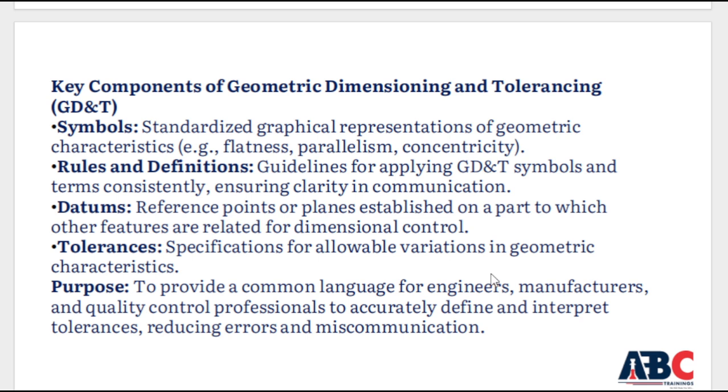First point is symbol. Symbol: standardized graphical representation of geometric characteristics, for example, flatness, parallelism, concentricity. The second point is rules and definitions. Rules and definitions: guidelines for applying GD&T symbols and terms consistently, ensuring clarity in communication.